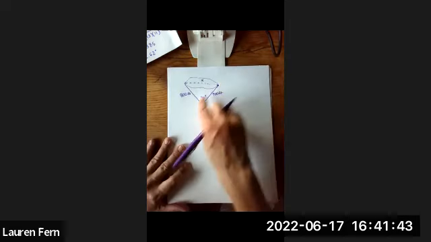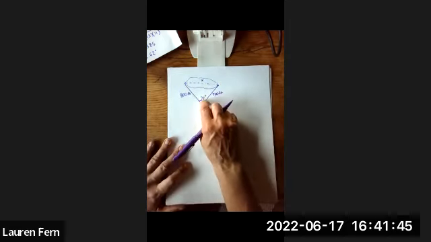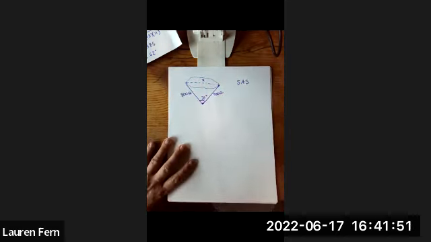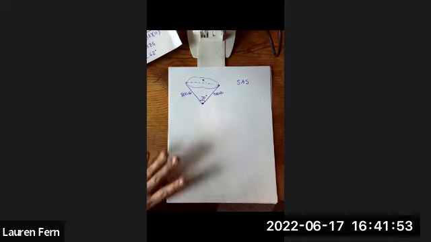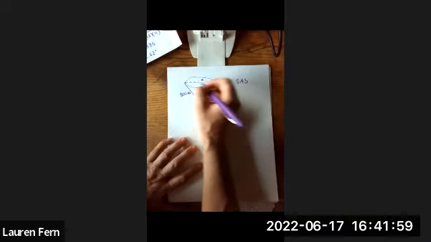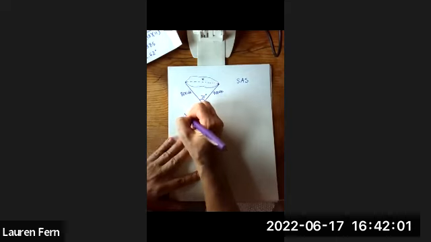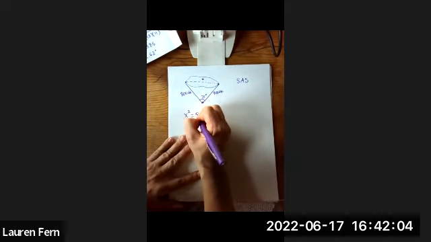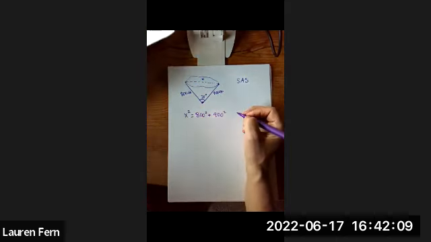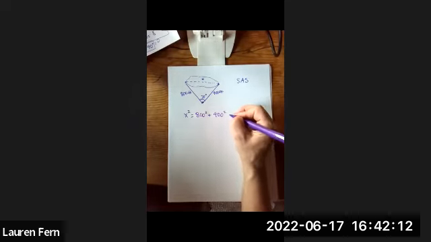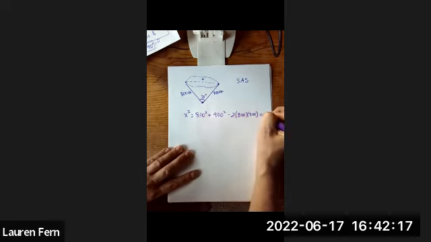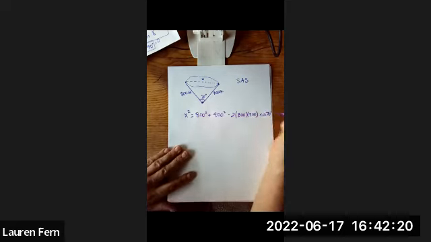So if they have this distance and they have this distance and the inner angle, notice we're in a side angle side situation. Because we're in a side angle side situation, we get to use our law of cosines. We want to find this side. So I'm going to say x squared is the length of one side squared plus the length of the other side squared minus 2 times the product of those lengths times the cosine of that angle in between.